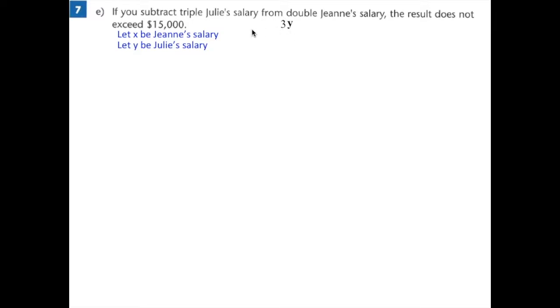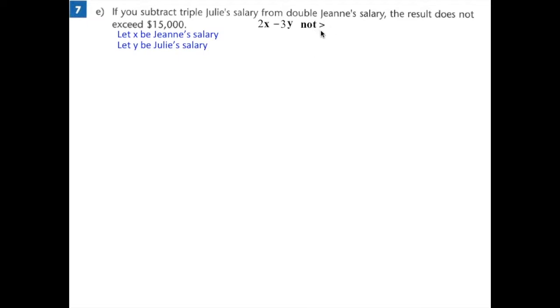And then subtracting it is taking away 3y from double Jean's salary. So Jean's salary is going to be x, double that is going to be 2x. The result does not exceed 15,000. So not exceed, so not greater than 15,000. To exceed is to be greater than. Not greater than means less than or equal to.